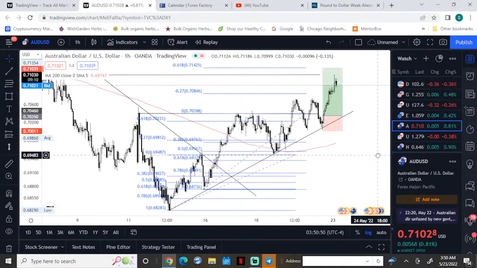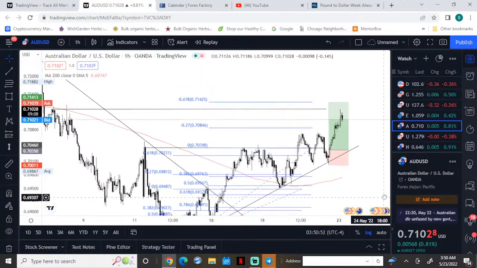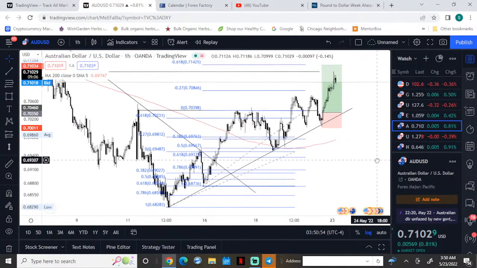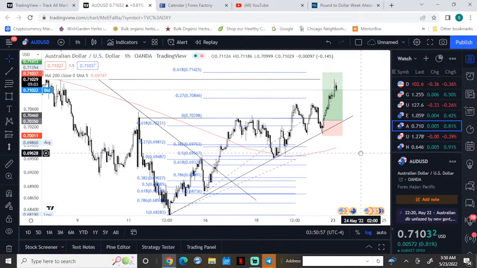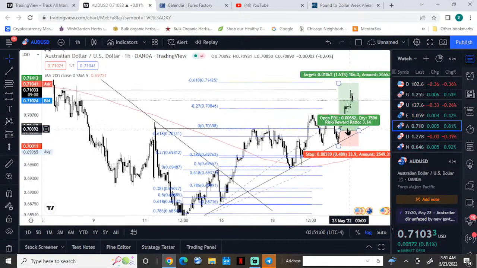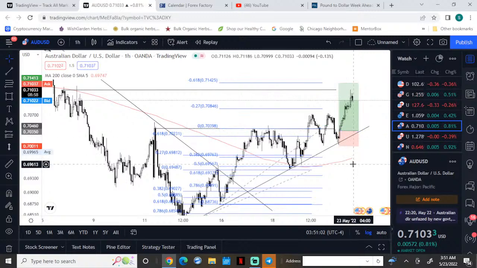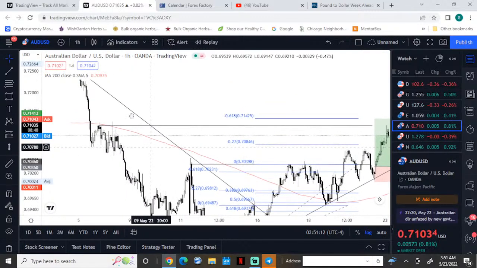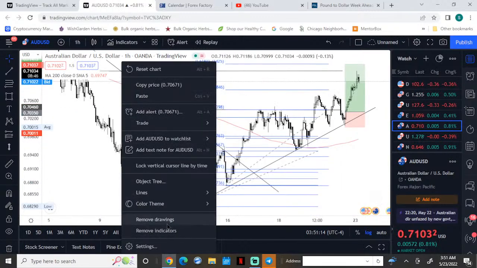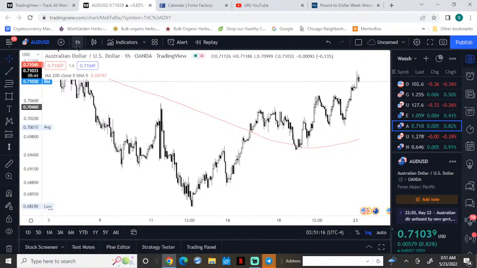AU is looking lovely. I didn't do a full markup on this either. I just threw the fib on here because I saw it. And I am not in this position. This is what I wanted to see. It is playing out. But I'm going to clear this and do a full analysis.